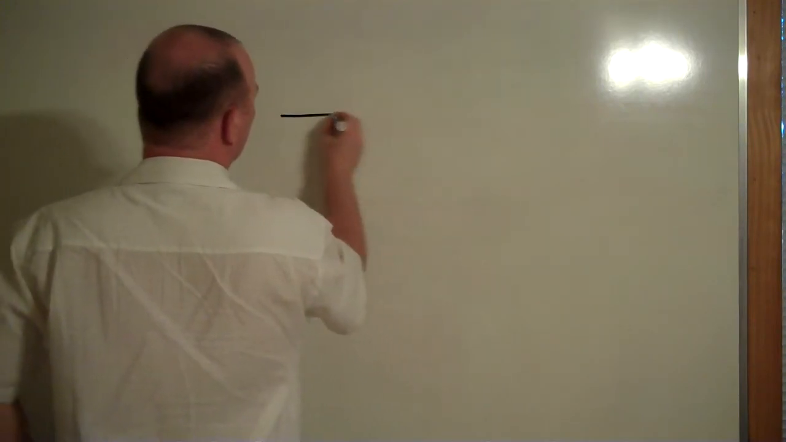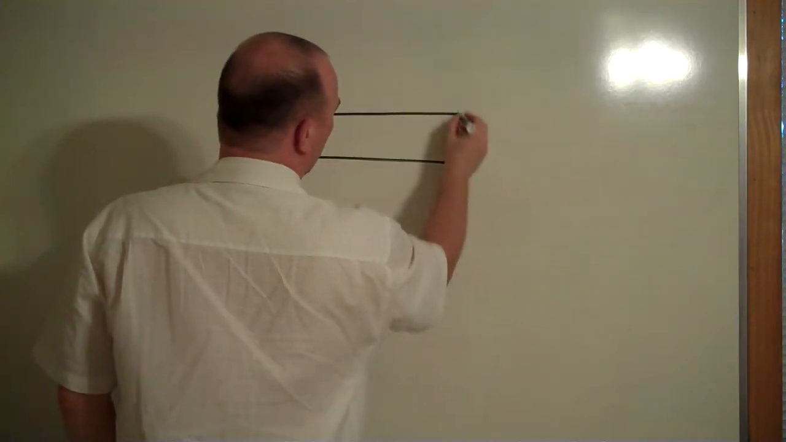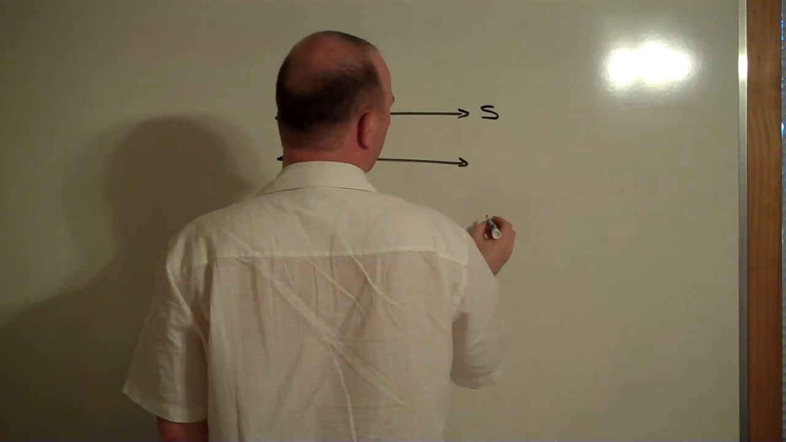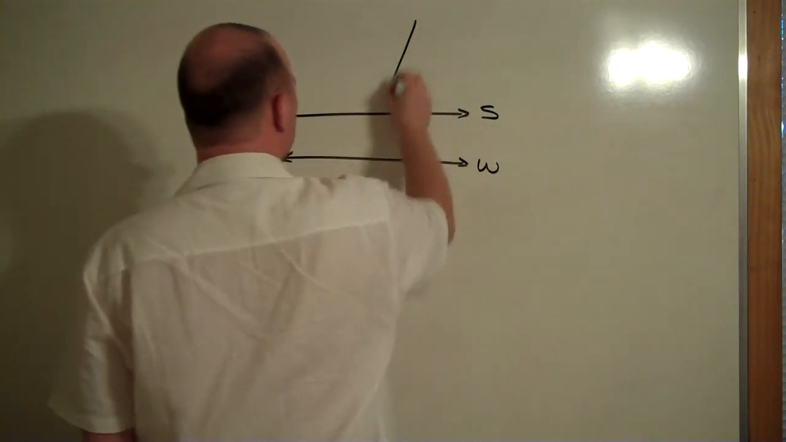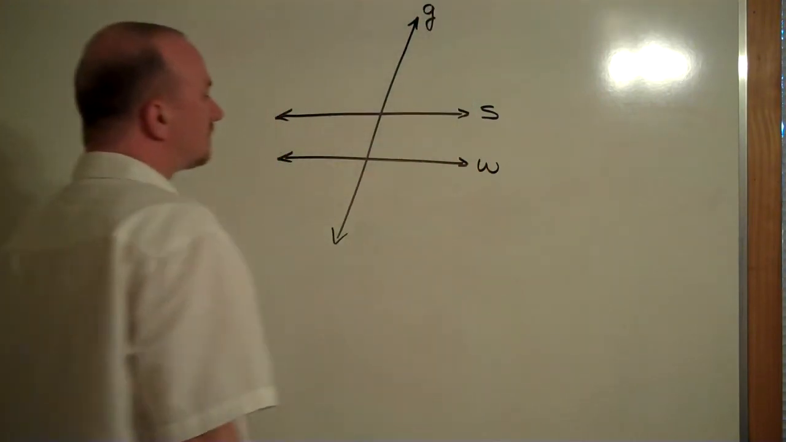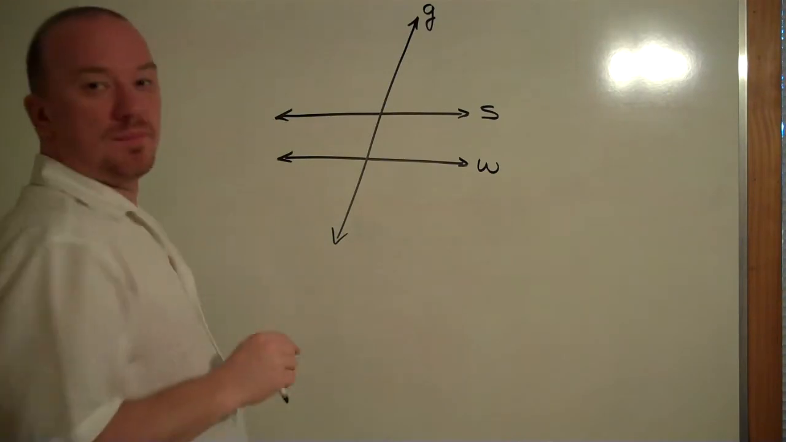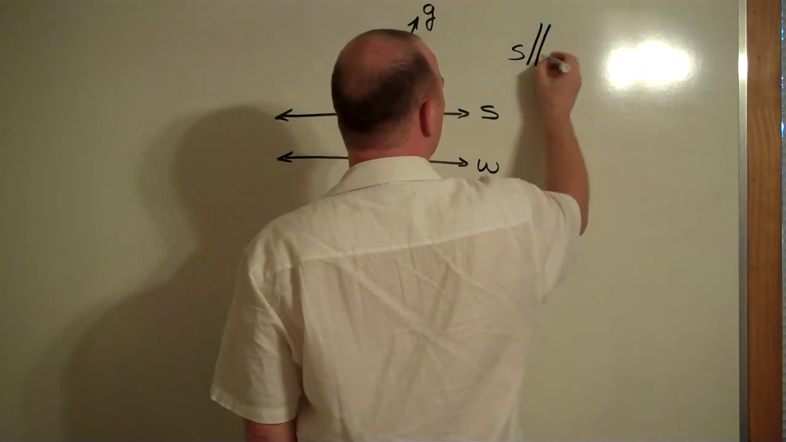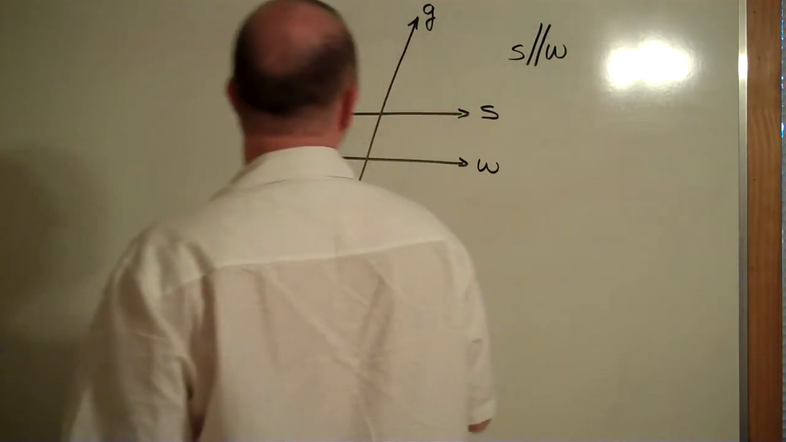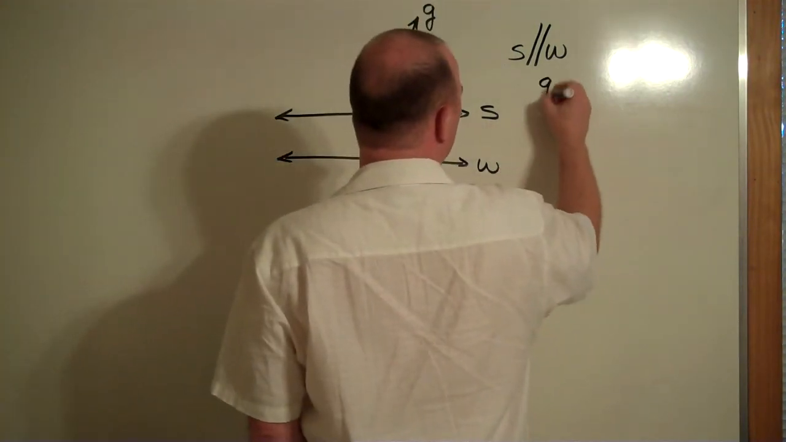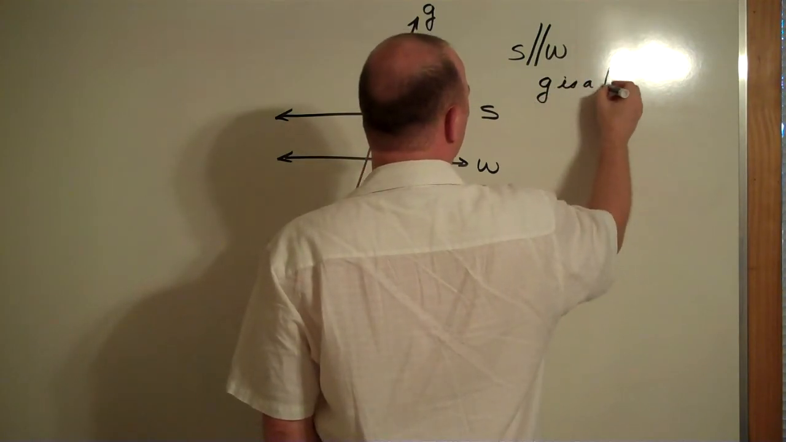Okay, let's revisit our parallel lines. We'll call this line S and line W, and it's being cut by transversal G. Alright, so the problem should tell you somewhere that line S is parallel to line W, and that line G is a transversal. So it'll say G is a transversal.